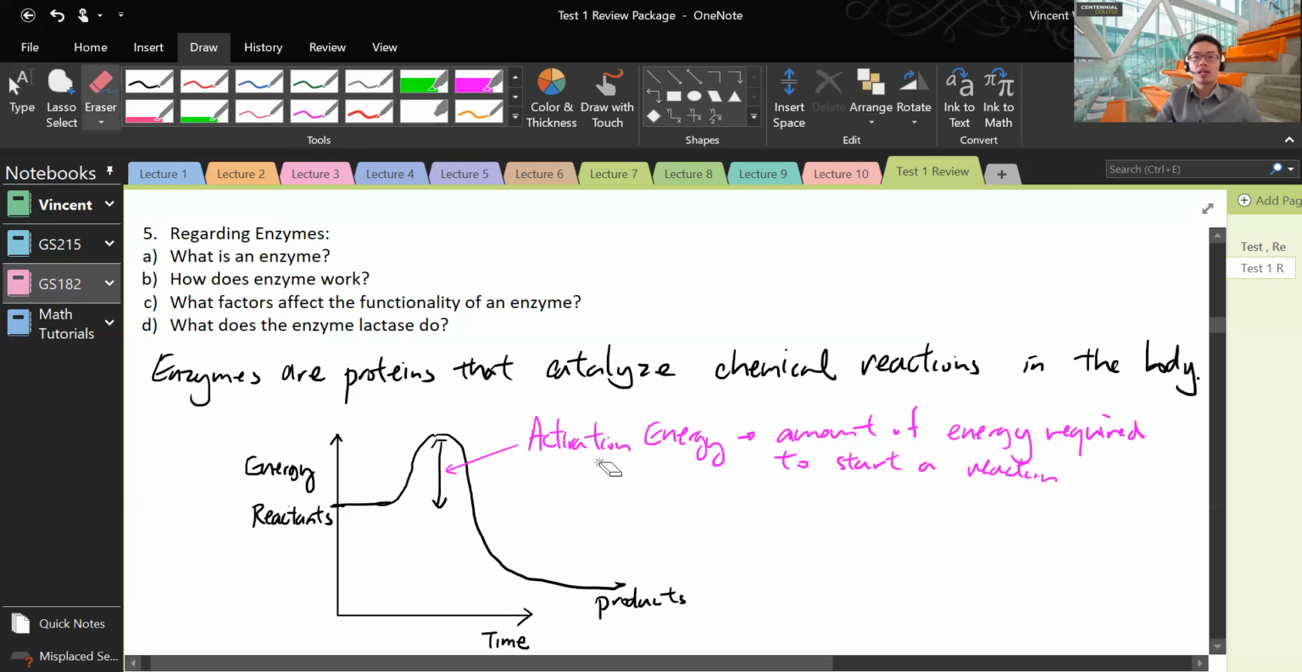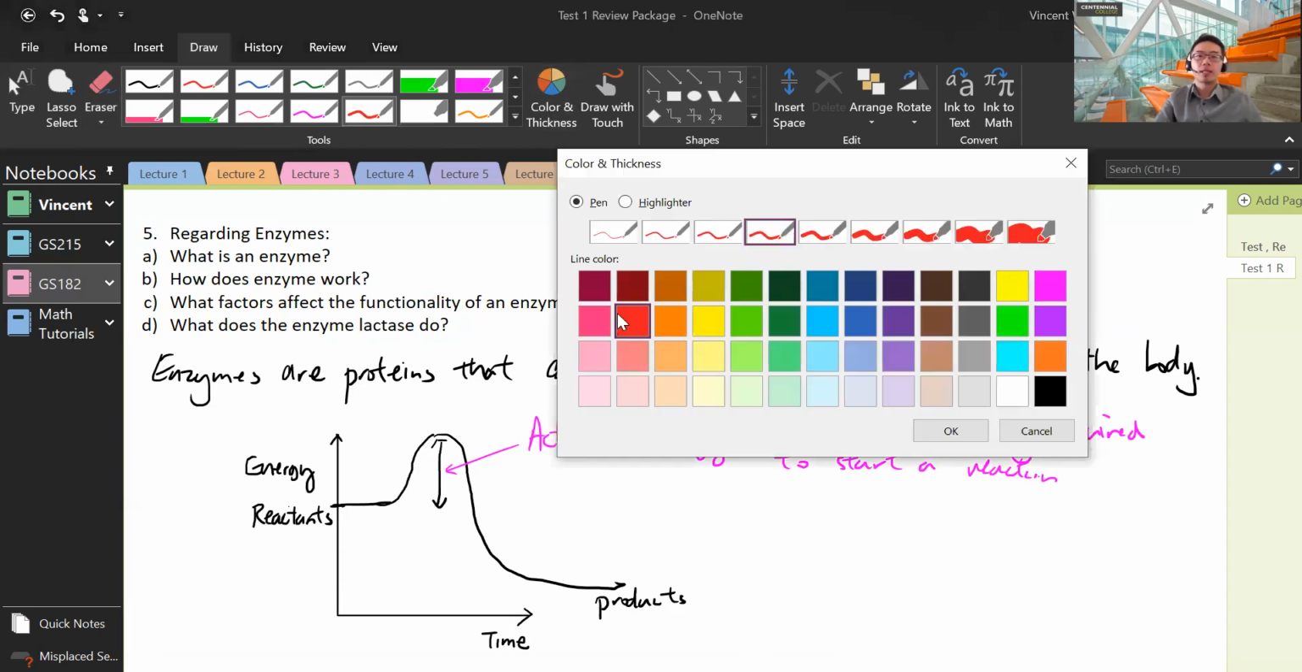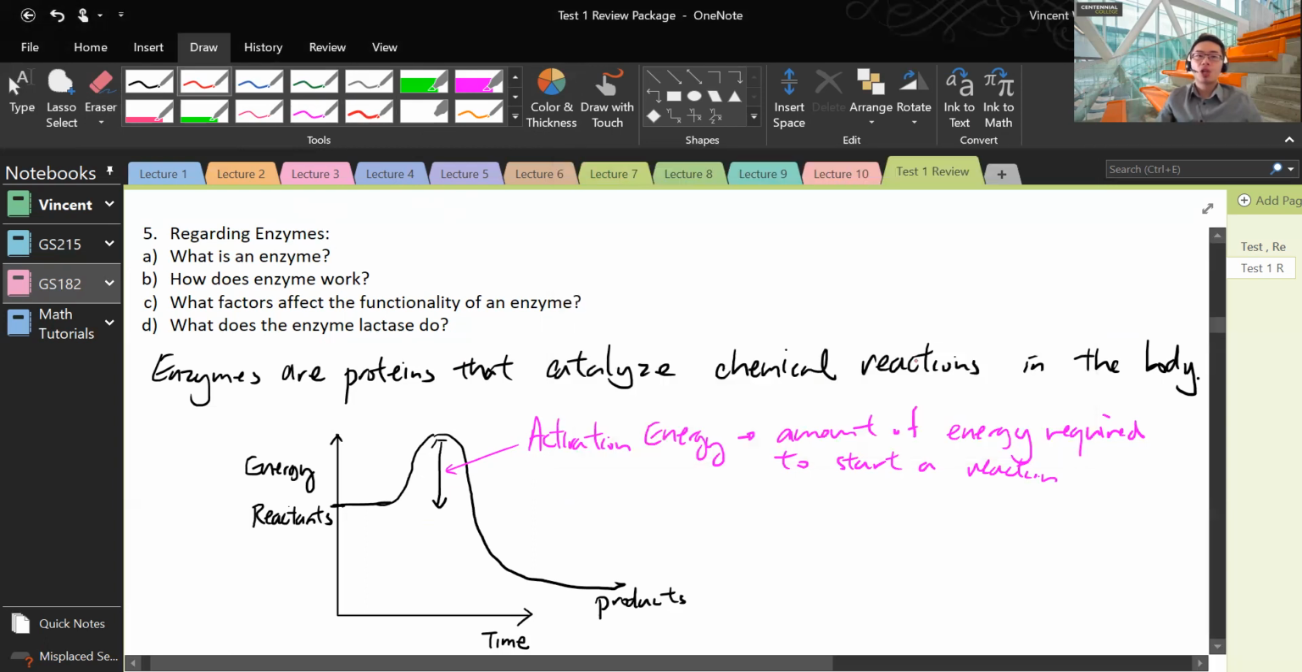Typically the activation energy is quite high for a lot of the reactions that we carry out in the body, and it would be going at a very slow rate if we did not have an enzyme. So in the presence of the enzyme, the enzyme allows you to lower the activation energy and still carry out the same reaction. Over here, this red curve, enzyme, how does it work? The enzyme lowers the activation energy. Okay, that's it.